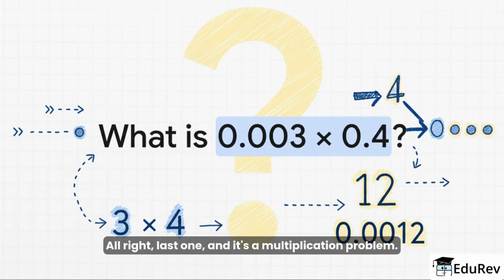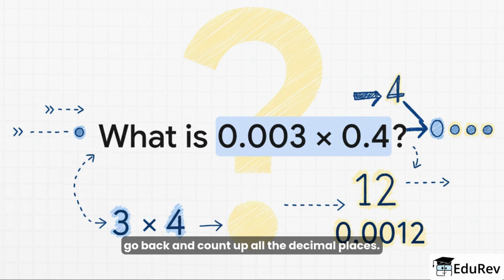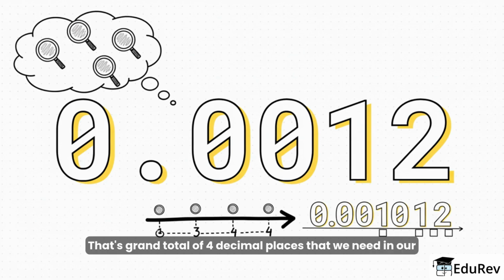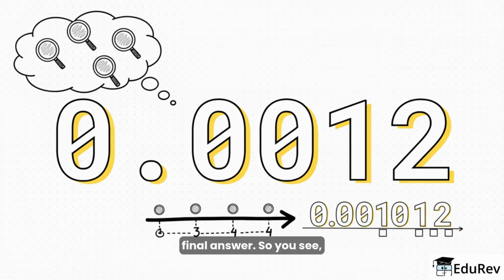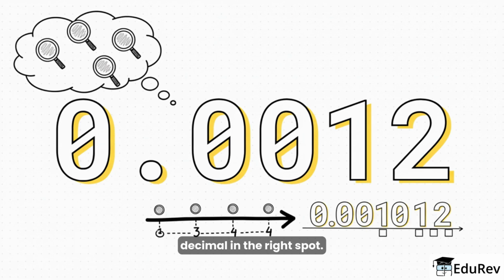All right, last one, and it's a multiplication problem. What is 0.003 times 0.4? Okay, now remember, switch gears. This is a different rule. First, just multiply 3 times 4. Then, go back and count up all the decimal places in the original problem, and you should get 0.0012. Now, why is that? Well, 3 times 4 is 12. And in our problem, 0.003 has 3 decimal places and 0.4 has 1 decimal place. That's a grand total of 4 decimal places that we need in our final answer. So you see, the whole trick is just counting those places correctly to put the decimal in the right spot.